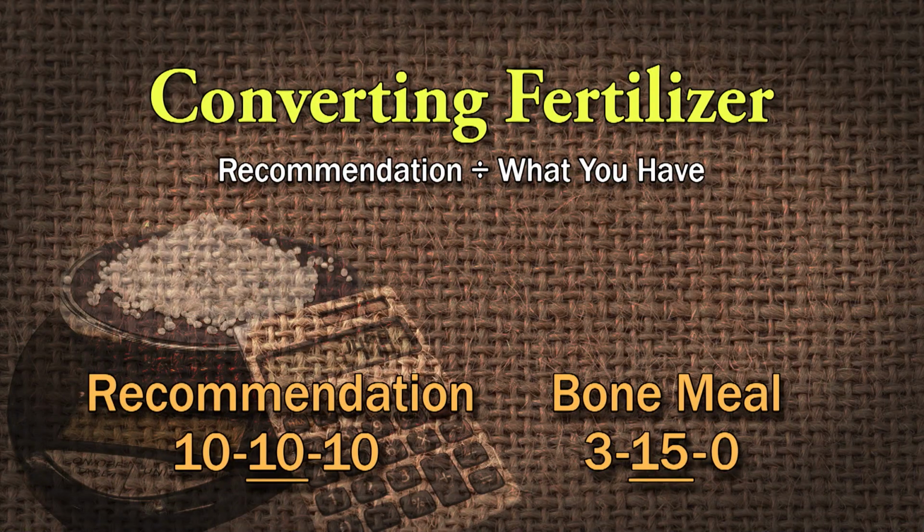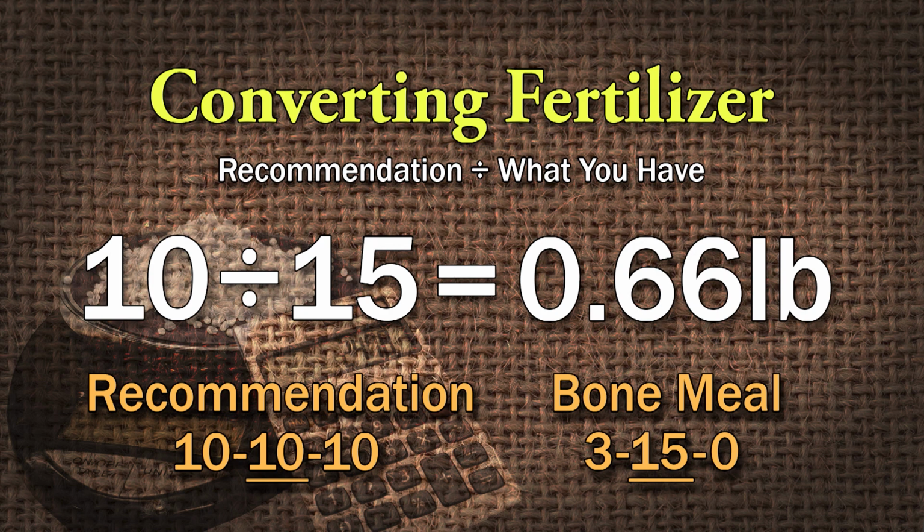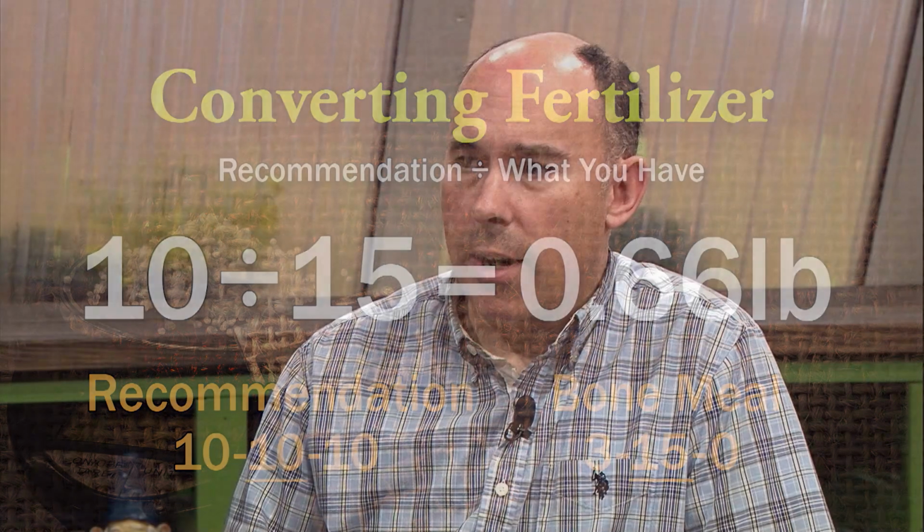So we can add bone meal. It is 3-15-0. So you'll do 10 divided by 15, or 2/3 of a pound, 0.66 pounds, to have the same amount of phosphorus. Now we're going to get a little bit of nitrogen in there as well, because there was a 3 in the nitrogen position, but that's probably close enough. You don't really need to worry about the nitrogen being exactly perfect.